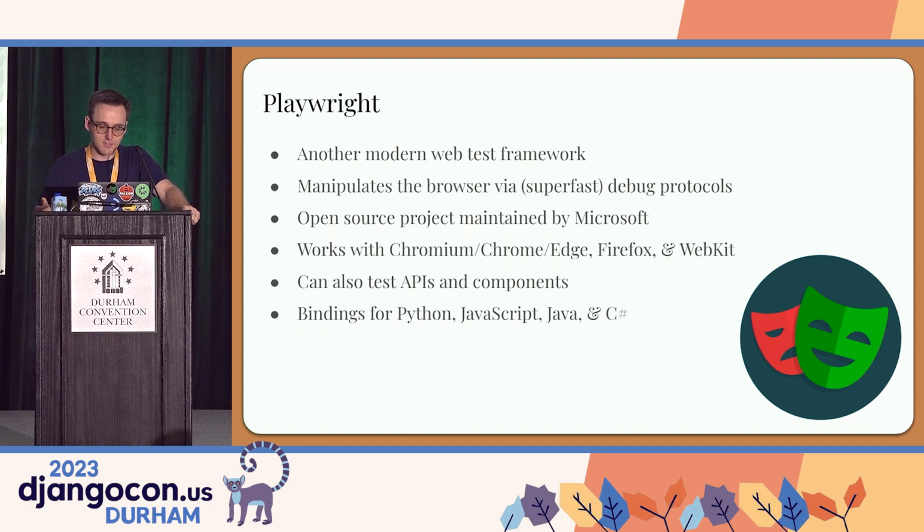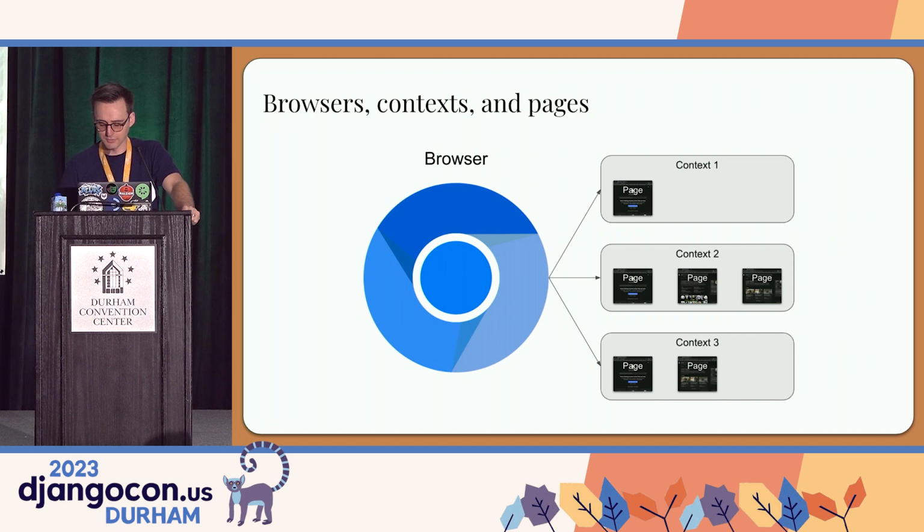But the nice thing, unlike Cypress and like Selenium, is it has bindings in multiple languages. So while the primary binding is TypeScript and JavaScript, you can use Playwright in Python as well as in Java and C#. I've done a lot with Playwright and Python, and I love it. I think it's great. So how does the browser work here?